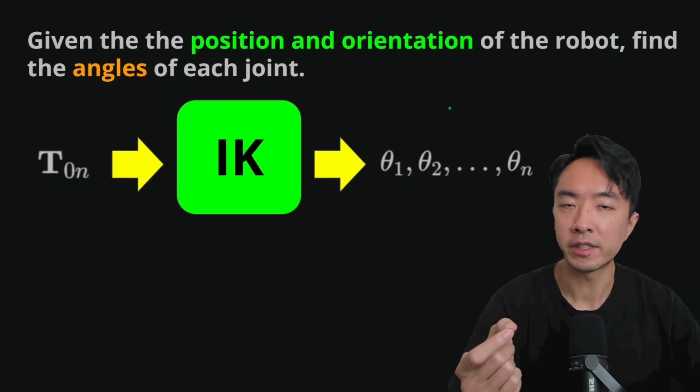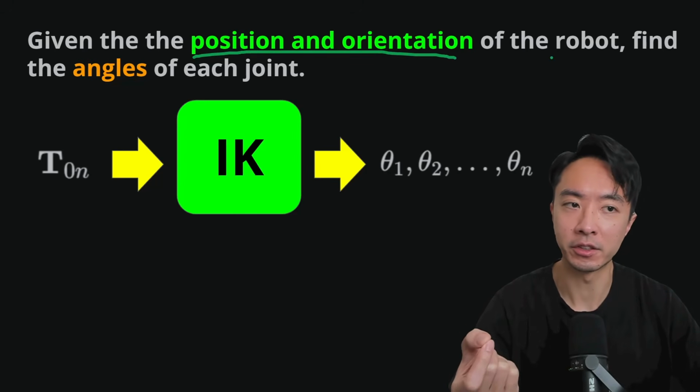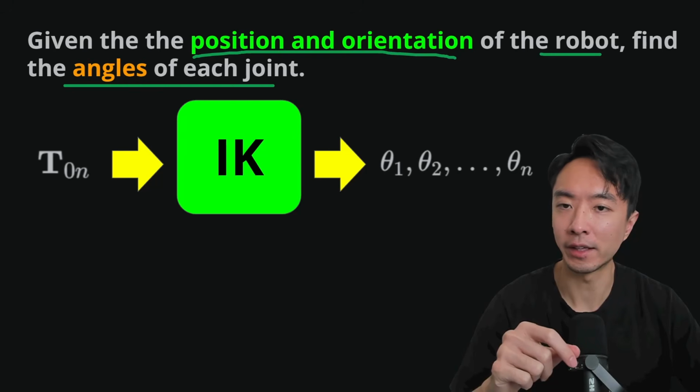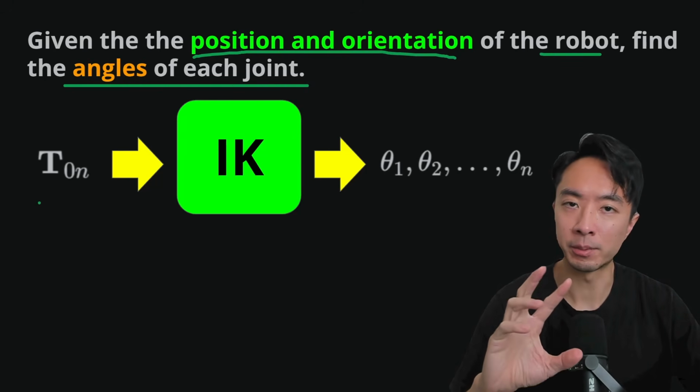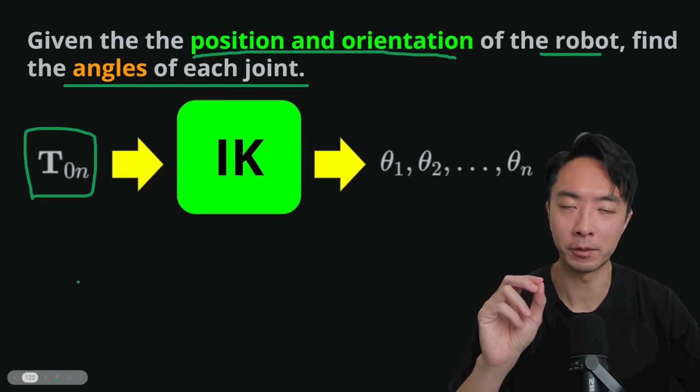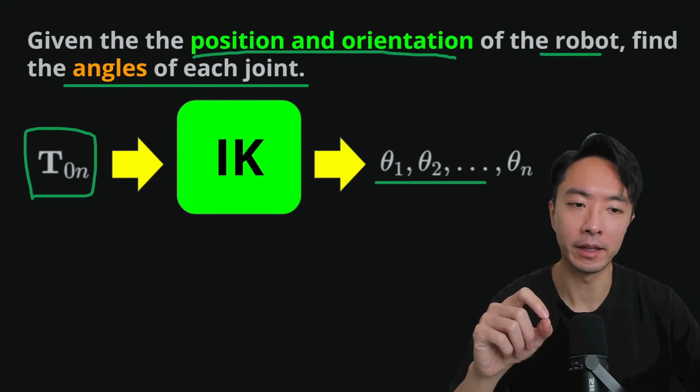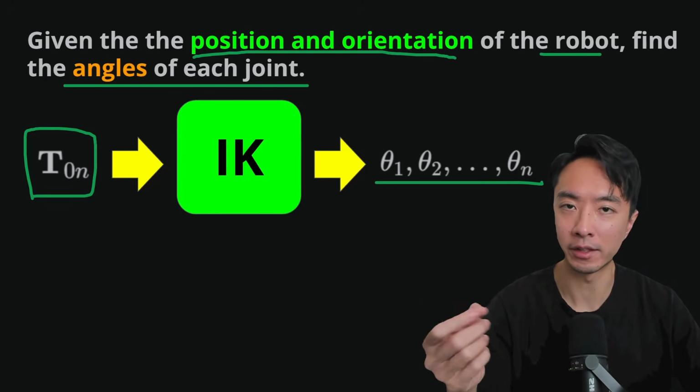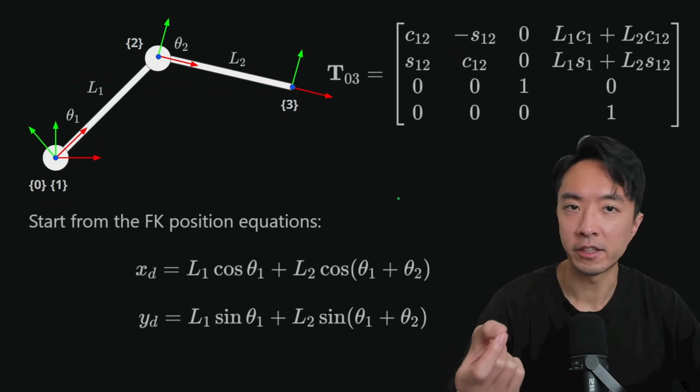So the inverse kinematics problem states that given the position and orientation of the robot, you want to find the angles of each joint. Typically the input to the inverse kinematics could be a 4x4 transformation from the base to the tool end, and the output would be all the angles θ1, θ2 up to θn. So let's take a look at an example.